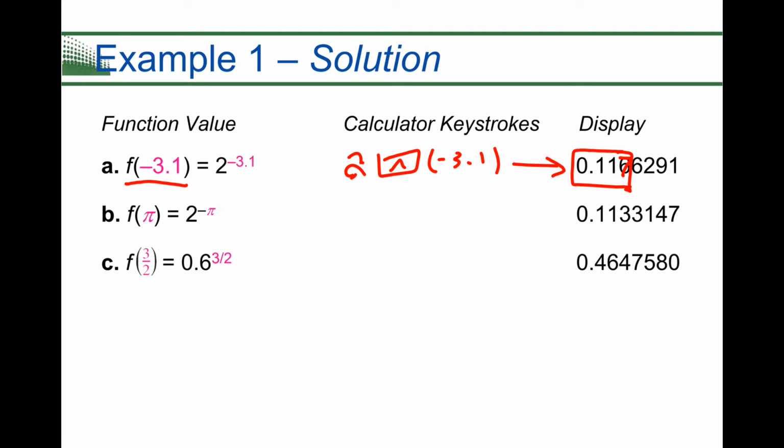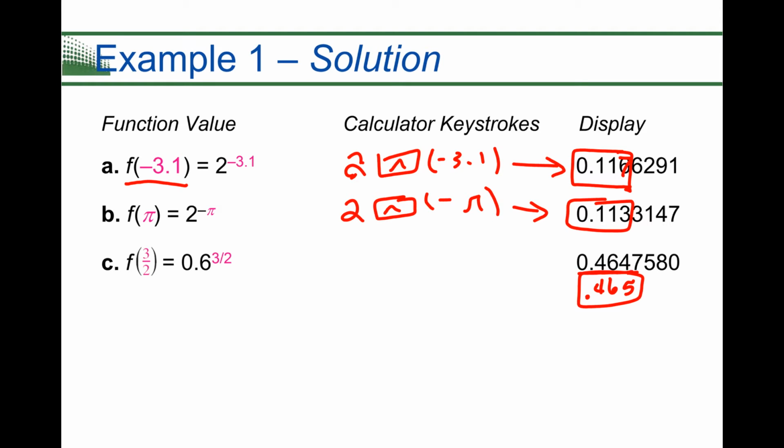And so 2 to the negative pi. We would say 2 housetop negative, and you should have a pi button. Always use your pi button. Don't use 3.14. Don't use 22/7. Use your pi button. And you should get, rounded to 3 decimals, 0.113. And the last one, 0.6 to 3/2. You should get 0.465. And yes, I will take off for rounding, because 0.464 shows me that you don't know how to round appropriately. We have not taught rounding in this course, and so that's an assumed skill. So make sure you know 0.465.